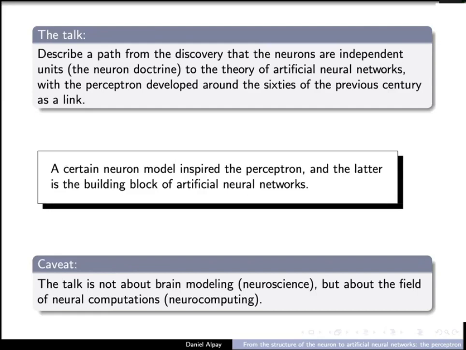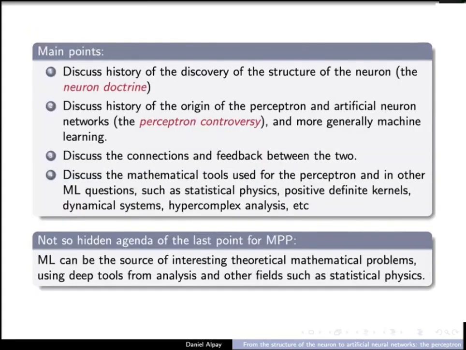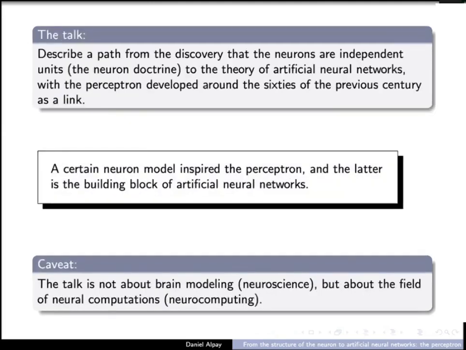In some sense, a certain neuron model inspired the perceptron, and the latter is a building block of artificial neural networks. If you allow me to backtrack, you see that here in red are the neuron doctrine and the perceptron controversy. It is in red because the path was far from smooth. There was a lot of opposition and a lot of problems, so it was far from a smooth path in both cases. We talk not about the brain, that would be neuroscience, but about the field of neural computation in some sense.